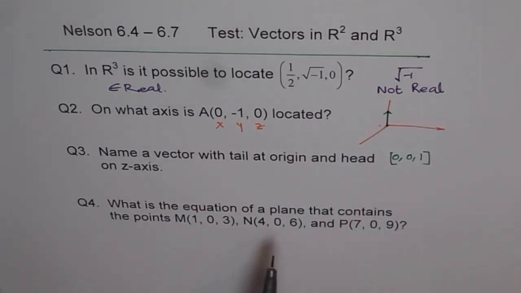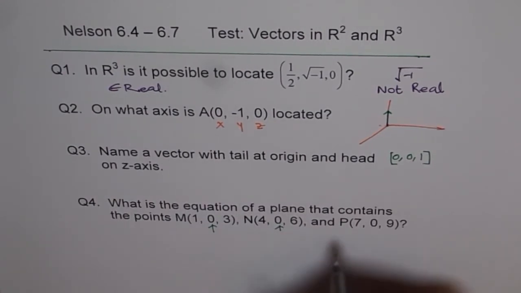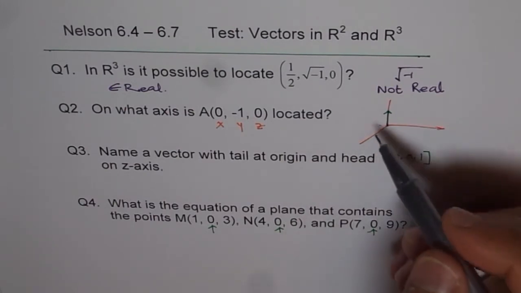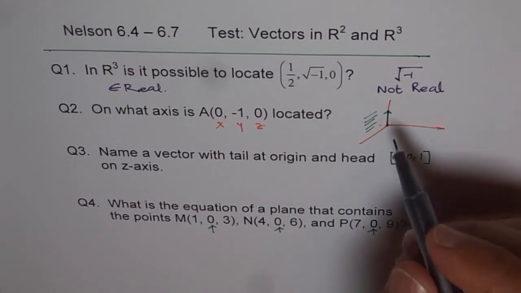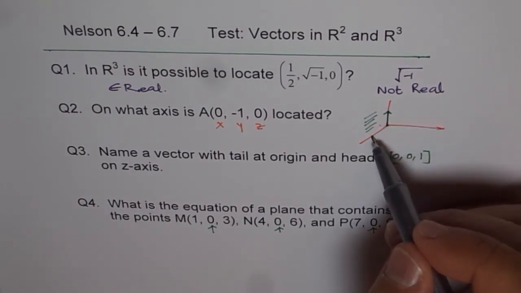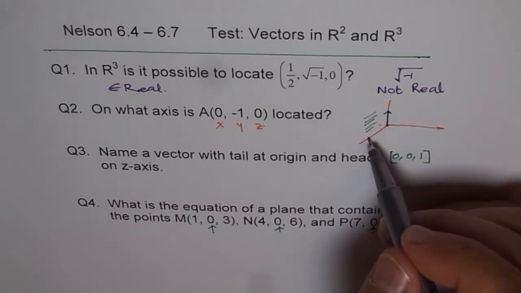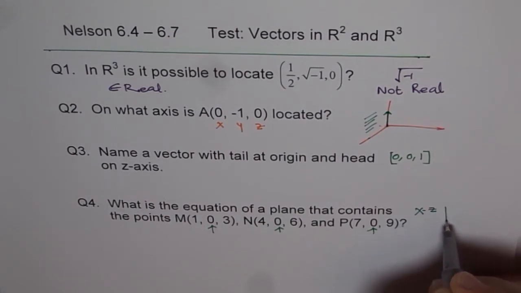What is the equation of a plane that contains the points M, N and P? And what do you notice in that? You notice one thing, that the y-coordinate is 0. Well, that means it is this plane, right? So that means you're moving along x or z, but not along y, correct? So this is the xz plane, correct? So we get the answer, it is the xz plane. So it's as simple as that.